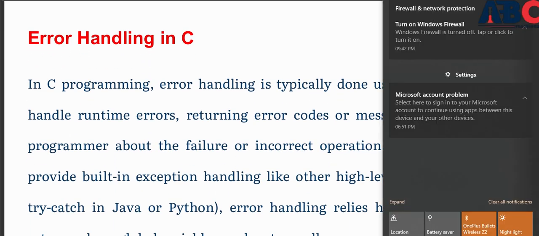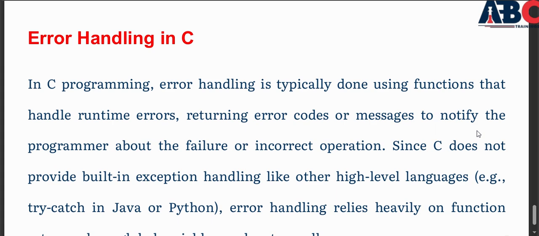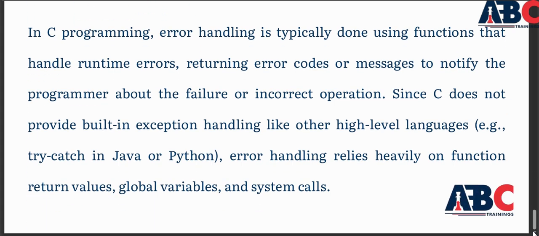Error handling in C. देख सकते हैं, in C programming, error handling is typically done using functions that handle runtime errors. Returning error codes or messages notify the programmer about the failure or incorrect operation. Since C does not provide built-in exception handling like other high-level languages, example try catch in Java or Python, error handling relies on function return values, global variables and system calls.